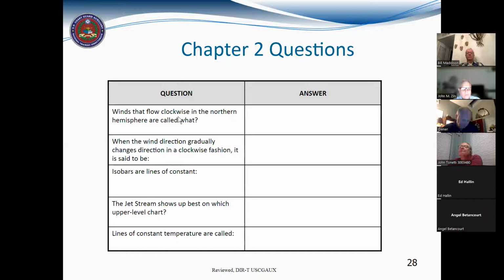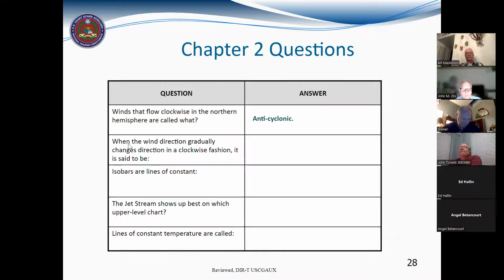Ed, how about the next one? Winds that flow clockwise in the northern hemisphere are called what? Cyclonic. Those are the, remember the ones around the low are counterclockwise, right? So this would be anticyclonic, right?